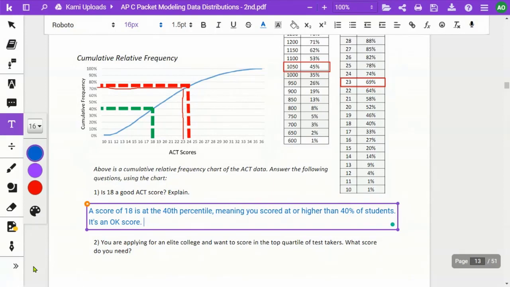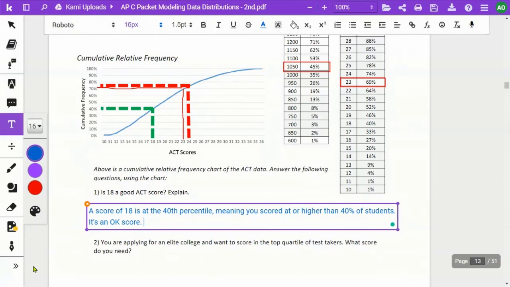Now, let's go back and look at something. UT, what top percent of students do they admit automatically? 6% in Texas, right? The top 6%. If you're in the top 6%, you're in. Okay, what percentile is that?